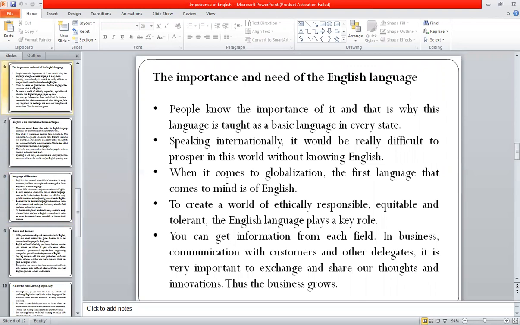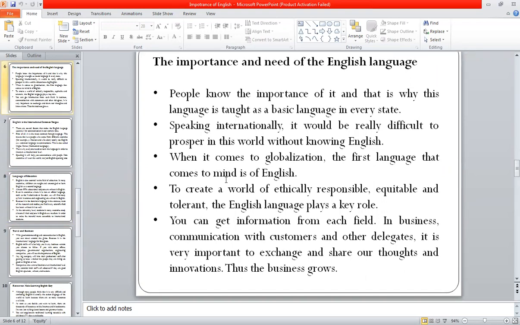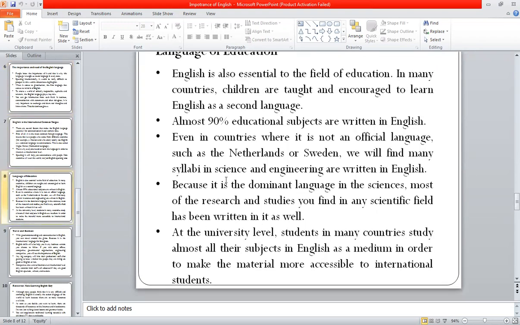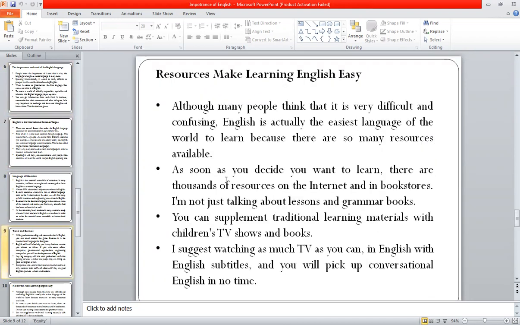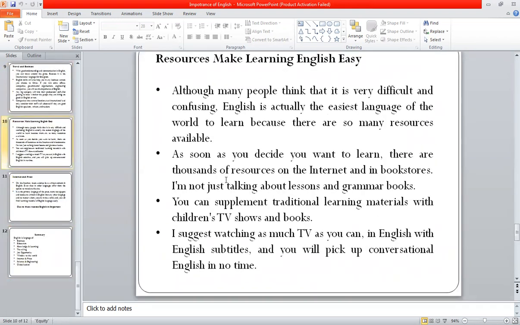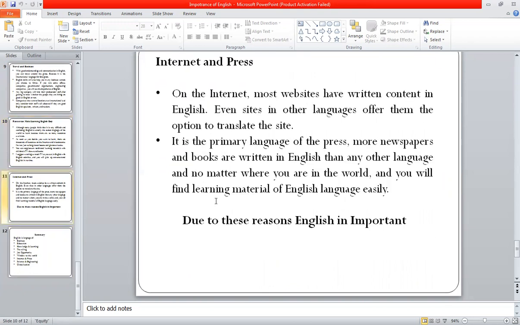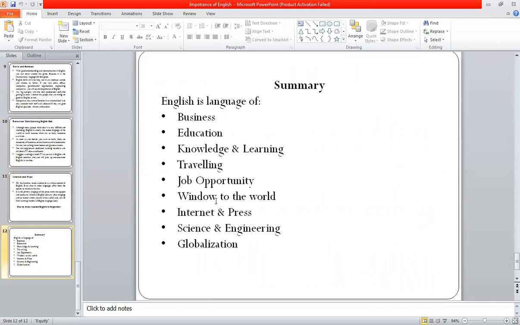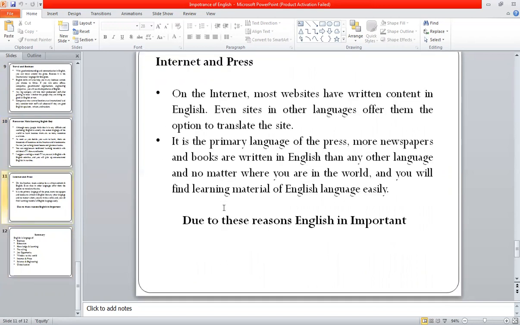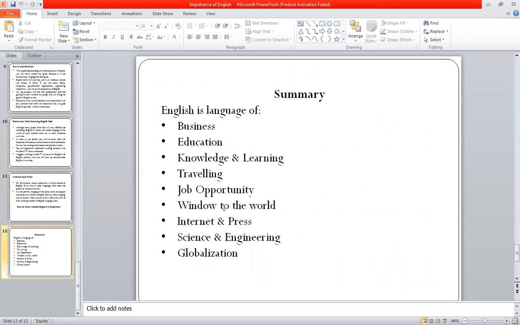that is the importance and need of English language: language of education, language of travel and business, resources that make this language easy, and language of internet and press. These are some of the points that make this language a very easy and very important language. So let's take the summary of this chapter.